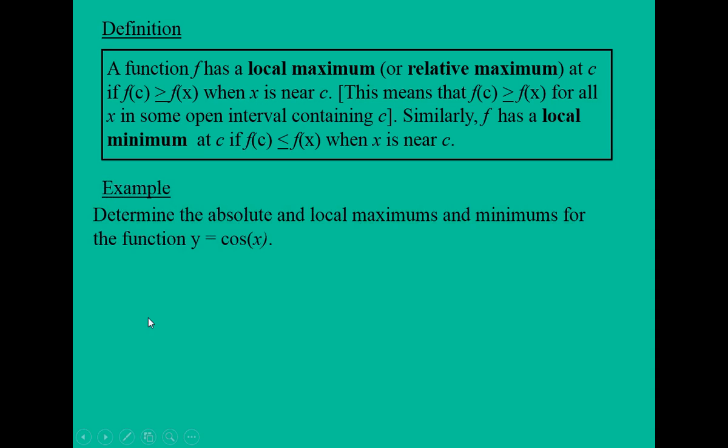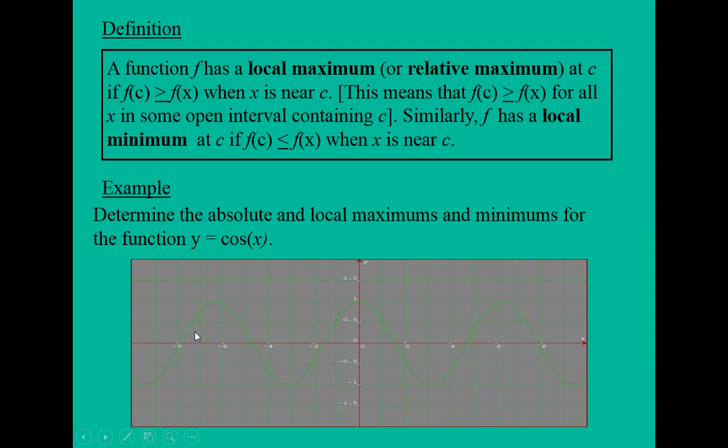Here's an example. Determine the absolute and local maximum and minimums for the function y equals cosine of x. Now we see that we have some hills and valleys, but also what is the absolute maximum value of cosine? We know that to be 1. So we can see here, here, and here we have absolute maximum values, but those are also local maximums there at the top of the hill. So those are absolute maximums and local maximums. Likewise for the minimum values here, the absolute minimums, we know the minimum value of cosine is -1, but they are also local minimums.